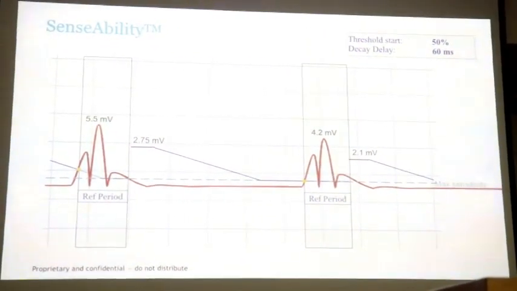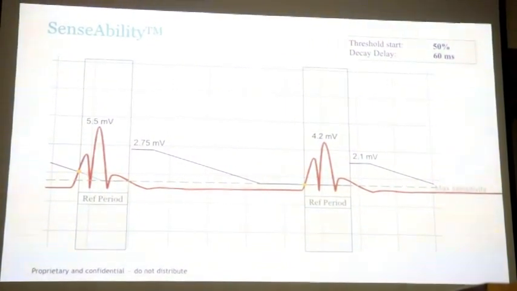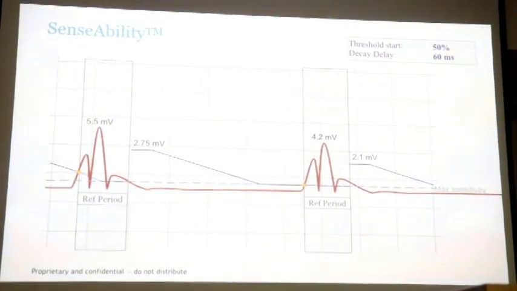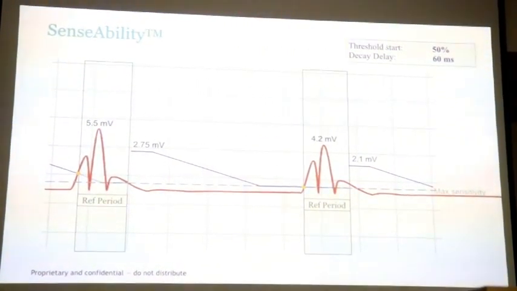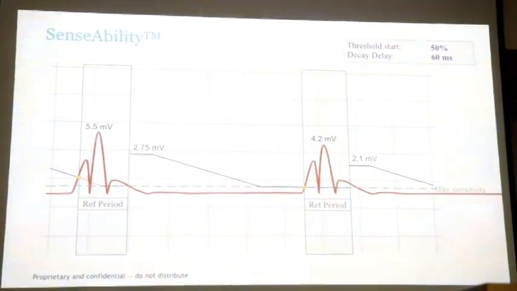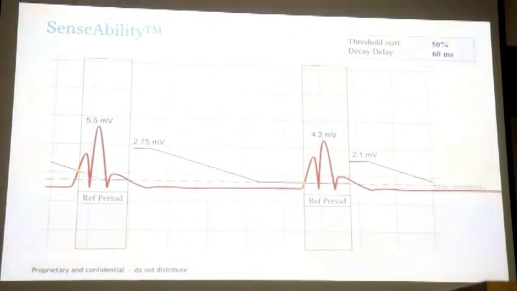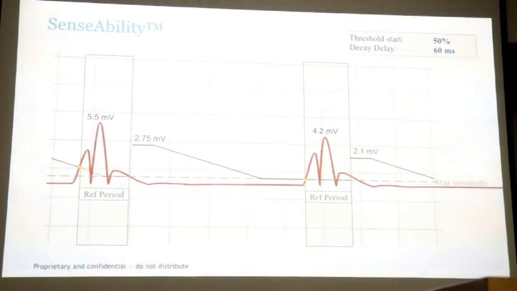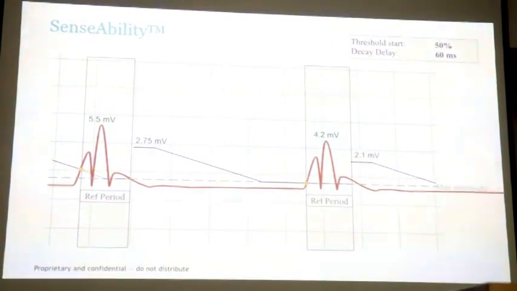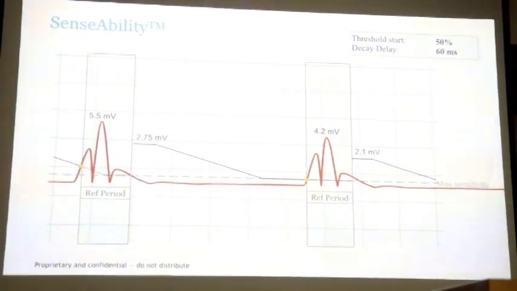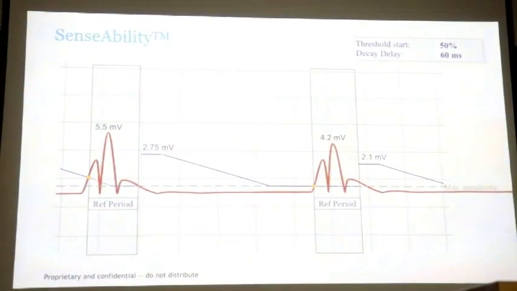During this refractory period, the ventricular sense refractory period, the device measures the amplitude of the R wave, and then it sets itself to a percentage of this R wave. Nominally today it's 50% of the R wave. It can hold that 50% value. This is called the threshold start value. There's 50% of this R wave. It will then hold that for a period of time.